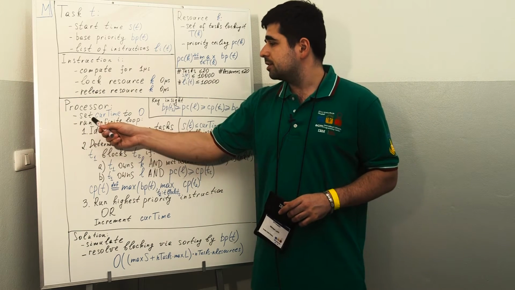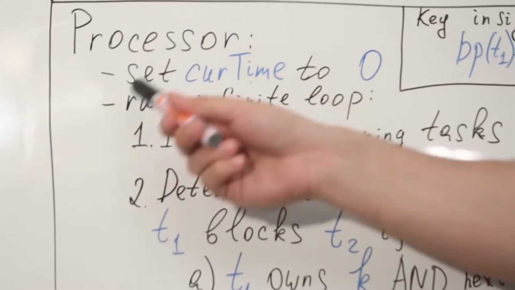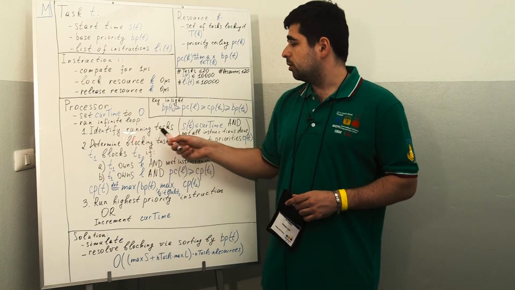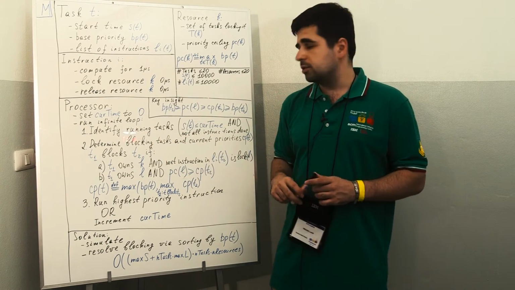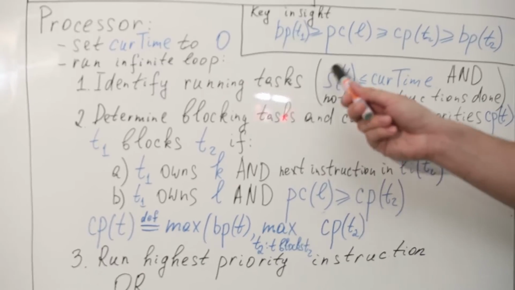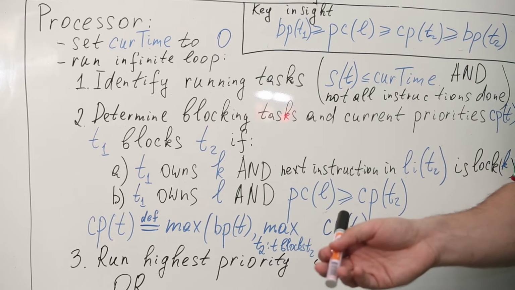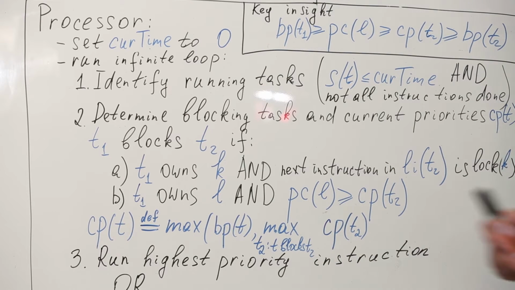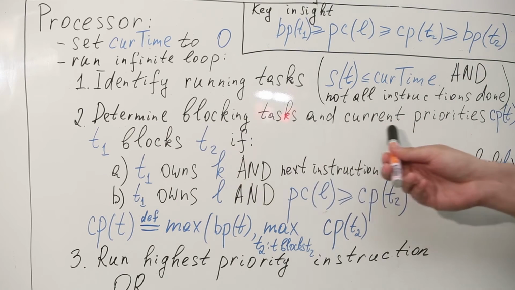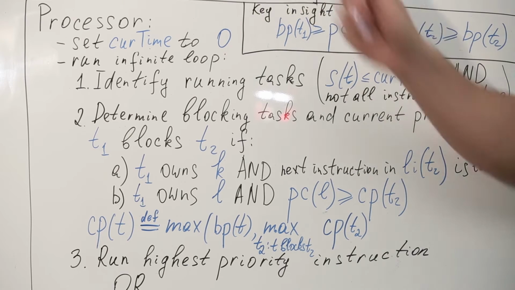It starts with setting the current time to 0, and then it runs an infinite loop with the following 3 steps. First, it tries to identify all the running tasks, and the task is considered to be running if the current time is greater or equal than the starting time for the task, and not all the instructions of the task are already done, basically, so it's not finished. If there are any running tasks, then we need to determine which tasks are blocking each other and what are their current priorities. Their current priorities can be different from their base priorities.